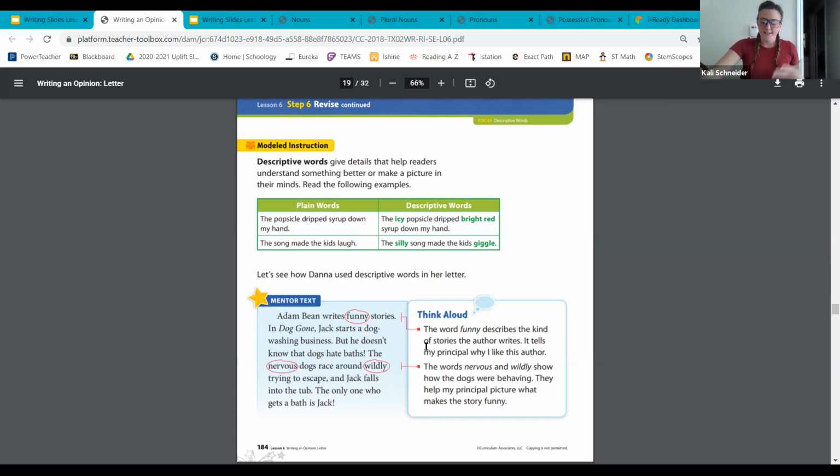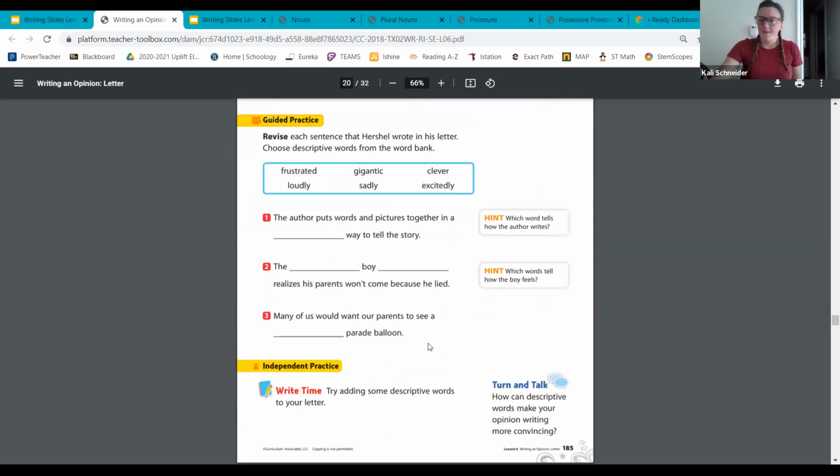Now that we have some good ideas of how to make rice cake words and how to make them some salsa words, let's go ahead and look over here on page 185. On page 185, we have a word bank up here. You're going to practice adding descriptive words to some new sentences.